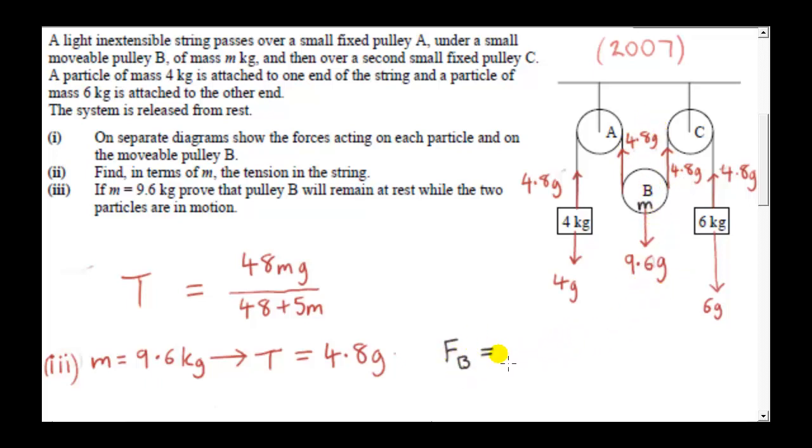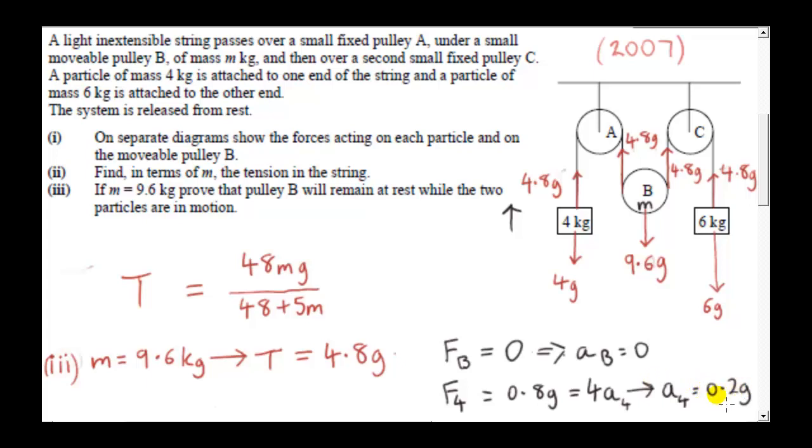So the resultant force on pulley B is 0. So that means that pulley B remains at rest. By Newton's second law, this is mass times acceleration. But if it's 0, then the acceleration is 0. So if it starts at rest, it remains at rest. You can clearly see that the resultant force on the 4 kilogram mass is 0.8 G upwards. So the acceleration is got by Newton's second law. So 4 times the acceleration of the 4 kilogram mass.